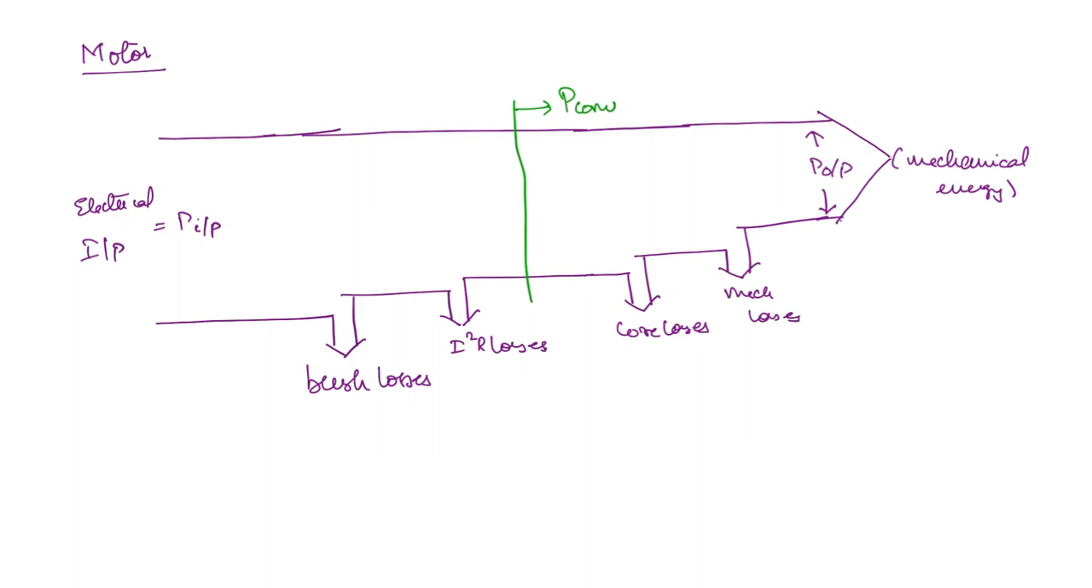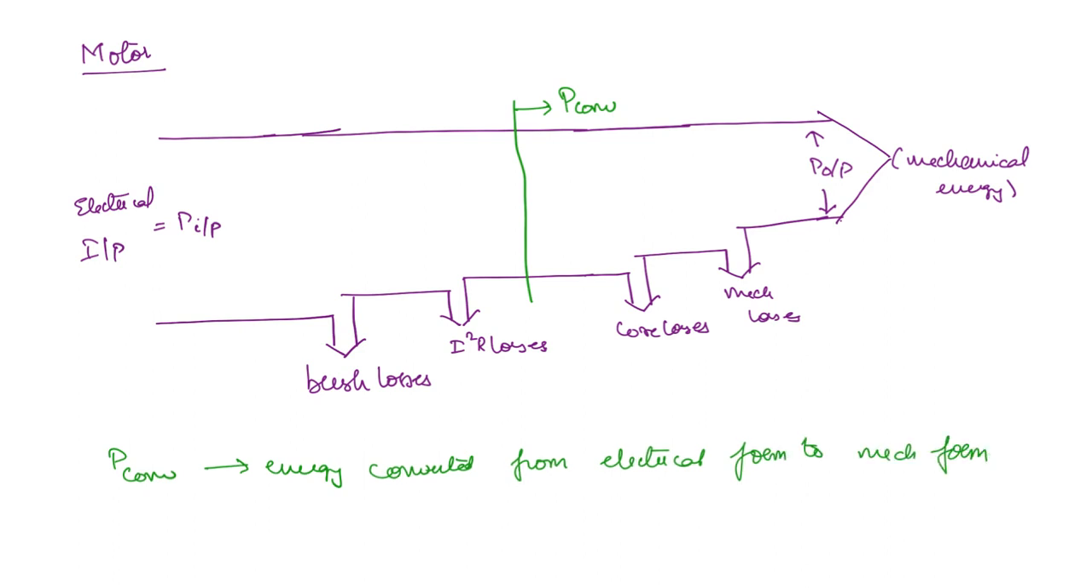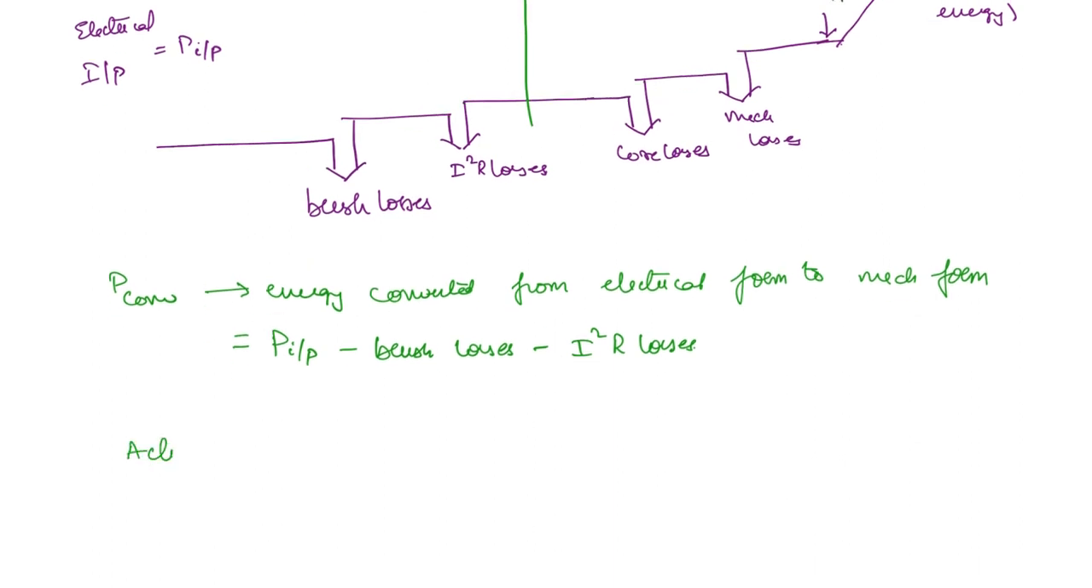Now here you can write down what each of these terms mean. P converted is the energy converted from electrical form to mechanical form. So this is the case for the motor. What will it be equal to? It will be equal to the input power, which is in the electrical form, minus the brush contact losses minus I square R losses.